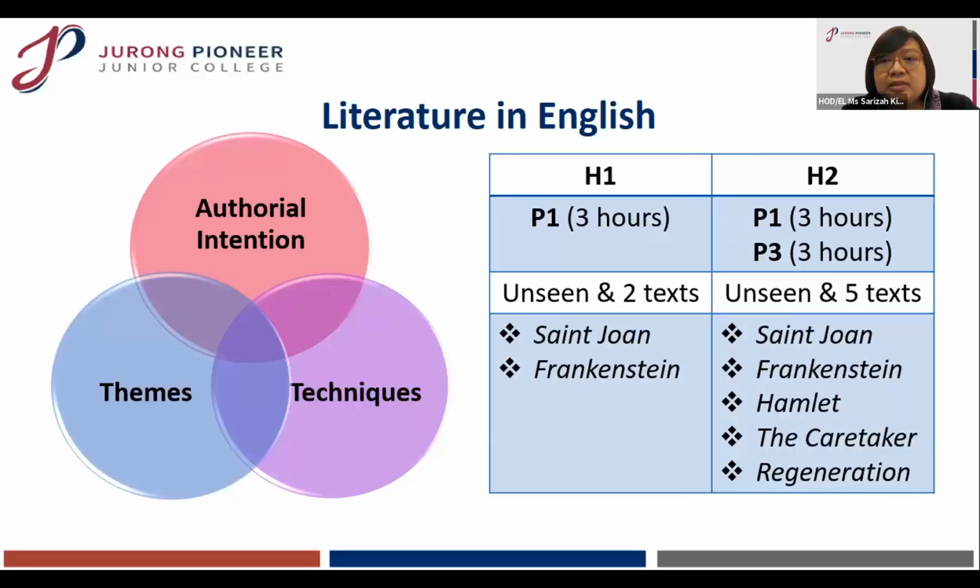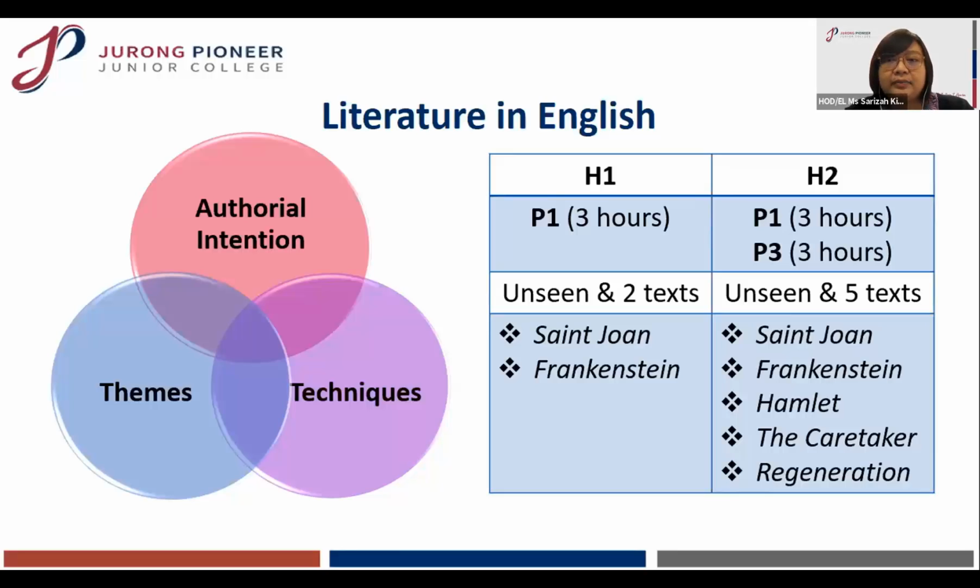H2, we will take two papers. You'll take paper 1, which is similar to the H1 paper, but the unseen is a double comparison unseen, all right? And the two texts there will be the same as H1. But for paper 3, the second paper you take if you are doing H2, would be 3 texts, yeah? You are going to be reading Hamlet by Shakespeare, all right? That's the play. The Caretaker, another play by Harold Pinter, okay, and a novel, Regeneration by Pat Barker.